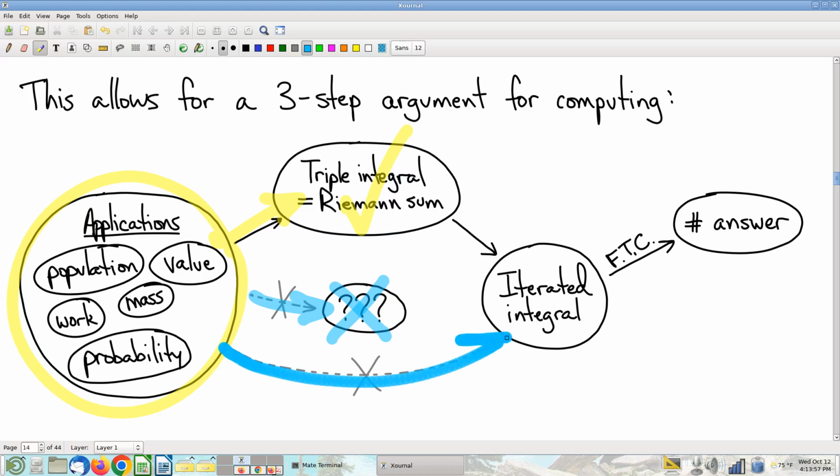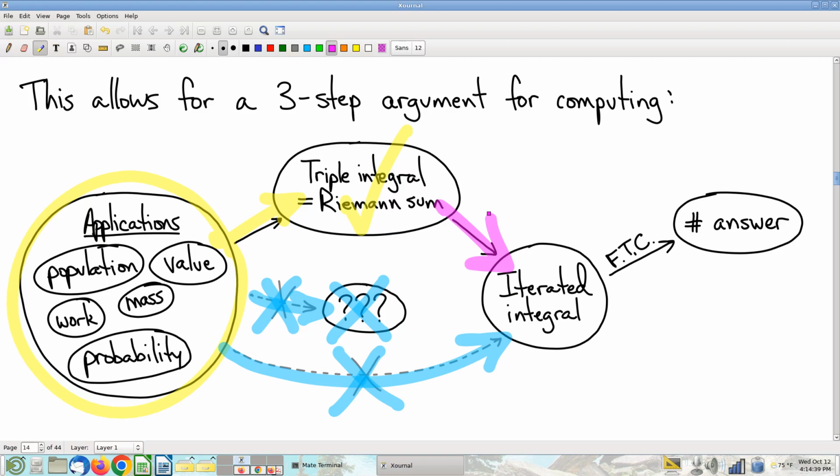Likewise, this argument doesn't make sense either. You can't compute mass and argue that I can immediately write down an iterated integral with mass per unit volume times length. It's a mismatch. There's no case to be made there, so that doesn't work either. So the big benefit then of my assertion that triple integrals can be computed with iterated integrals is it allows us to connect the thing that relates to applications to the thing that I can compute with the fundamental theorem.